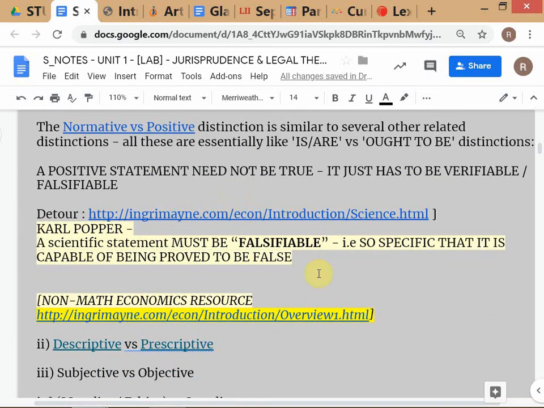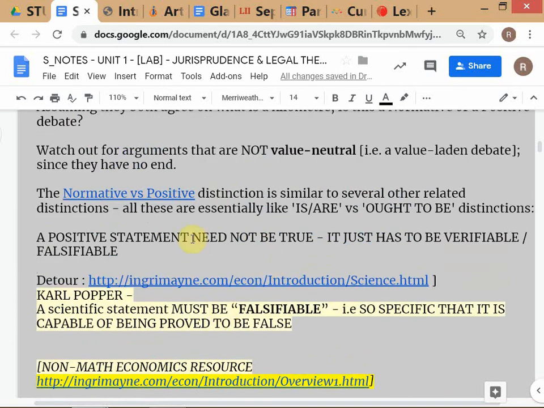Here the point is that a positive statement need not be true. It has to be verifiable or falsifiable. Like the moon is made of green cheese, the example that they gave you. That statement is not true, but you can actually prove it to be false.